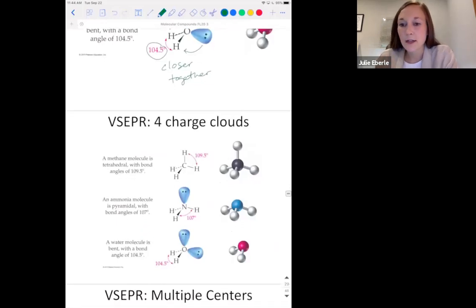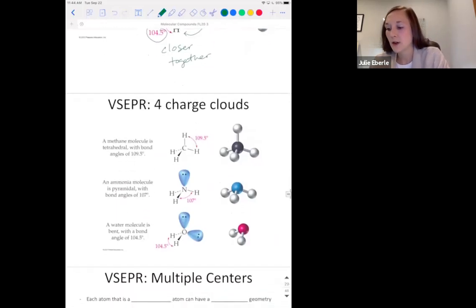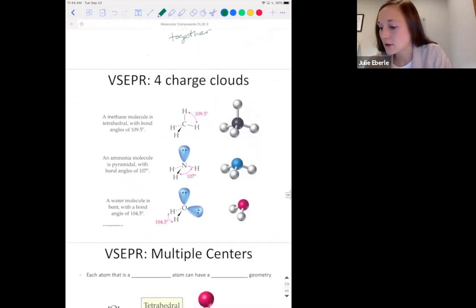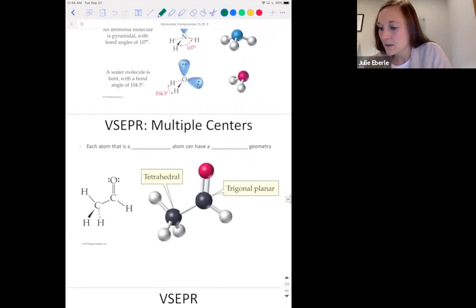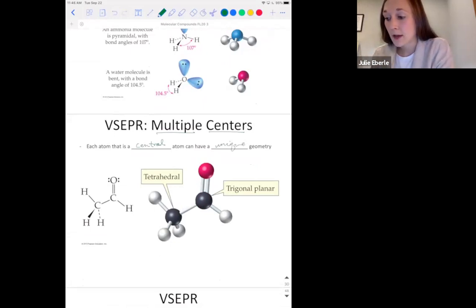This is a review slide. So I'm going to move on because I think we've beaten this horse into the ground. Okay. Now, again, you can have a molecule with multiple centers, more than one central atom. Each atom that is a central atom doesn't have to have the same geometry. They can have a unique geometry.